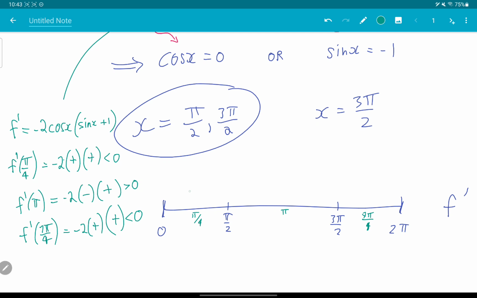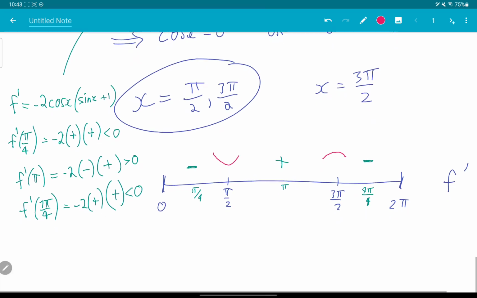Okay, using my test points, what do I get? I got a minus here. I got a plus here. And I got a minus here. So my function is doing something like this, and it's doing something like this there. So local min at x equals pi over 2.